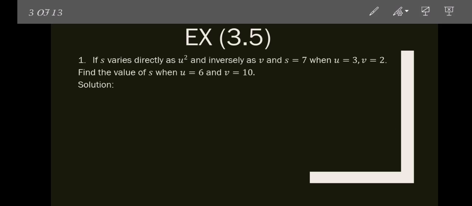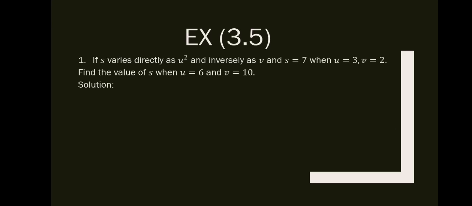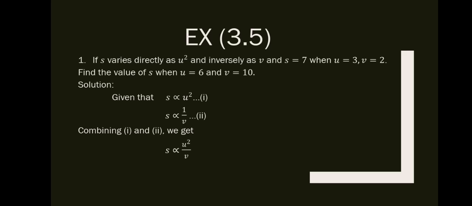So first we will write s is directly proportional to u square, and then s is inversely proportional to v. Combining the both we just get s is directly proportional to u square by v. By removing the sign of proportionality we just get sign of equality and a constant k. First we will have to find out the value of k, and for this we will use these given values of s, u and v.